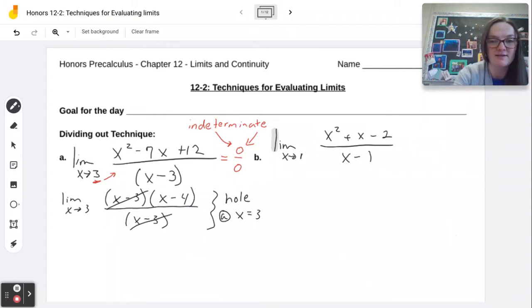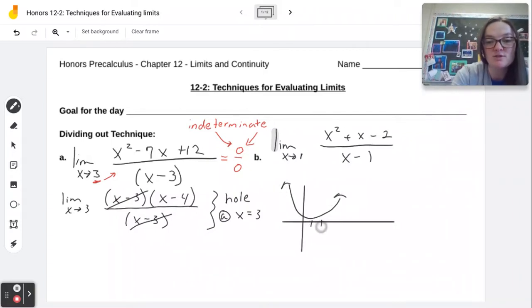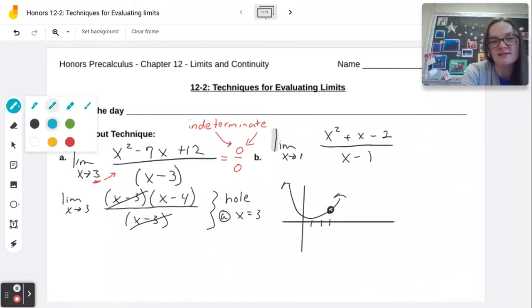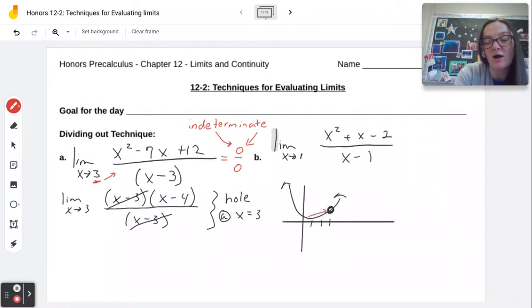If I were to graph this, it's some sort of quadratic that opens up, maybe like this. They're basically saying that at 3 there is a hole. I still want to find the limit. What's the limit as x approaches 3? Graphically, a limit means what is the y value as I approach from the left, and what is the y value as I approach from the right? Notice how these two arrows are pointing to the exact same spot. The hole does not affect the limit, and so a limit will exist.